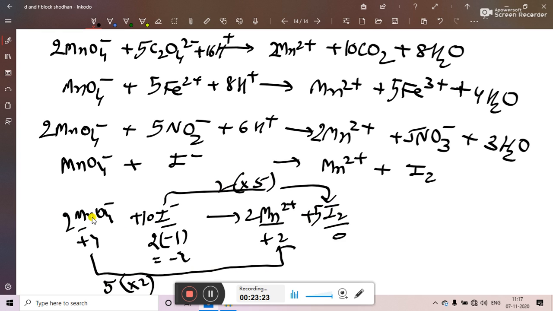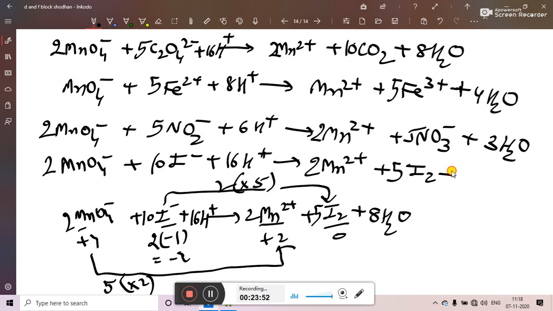Then we have to balance the charges. On the left hand side, it is minus 12. On the right hand side, it is plus 4. So on the left hand side, we have to add 16H plus, so that 16 plus and minus 12 will become plus 4. And in order to balance hydrogen, on the right hand side we have to add 8H2O. So the balanced equation is 2MnO4 minus plus 10I minus plus 16H plus gives 2Mn2 plus plus 5I2 plus 8H2O. So that is the balanced equation.